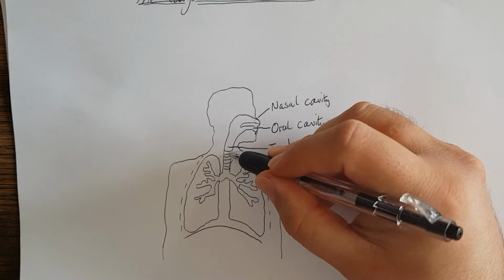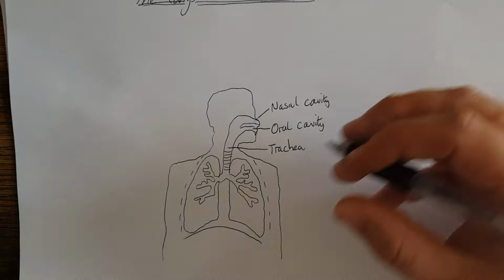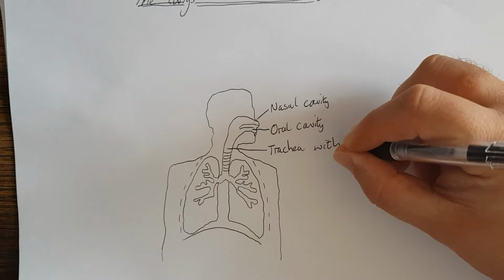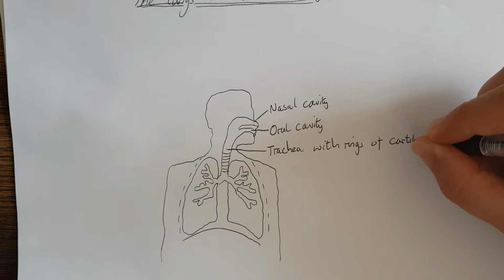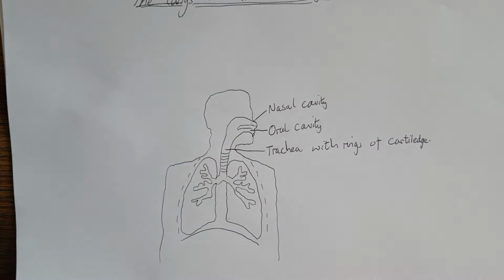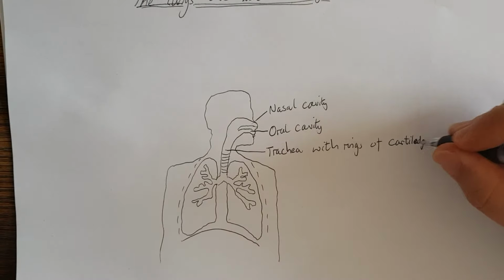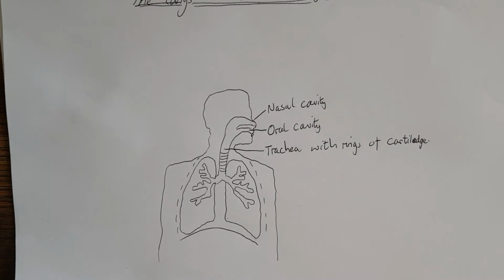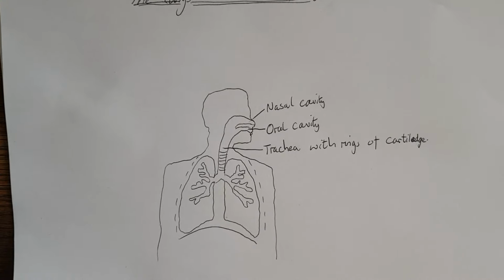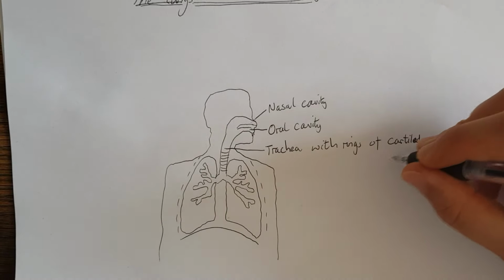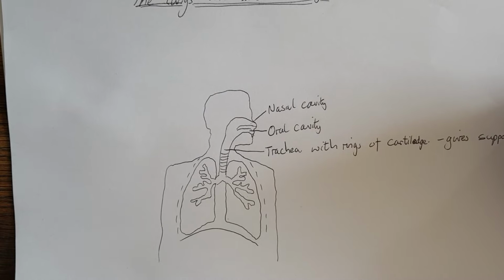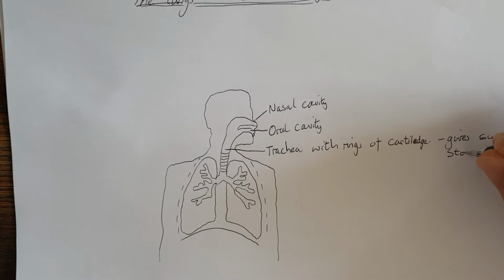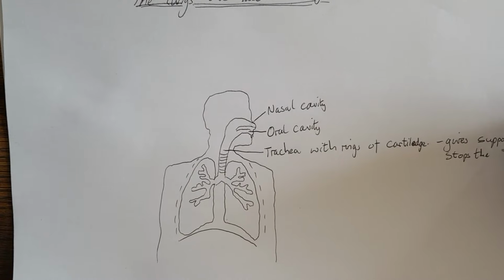Now, trachea I've drawn here. We've got some rings around it. These are rings of cartilage. Now, cartilage is the same stuff as what is in your nose, so it's not a bone, but it is a very, very hard substance. It's around here to give it support and stops it collapsing. So stops the trachea collapsing.